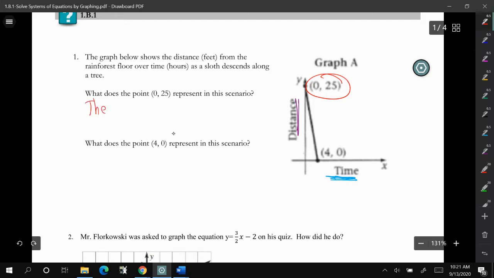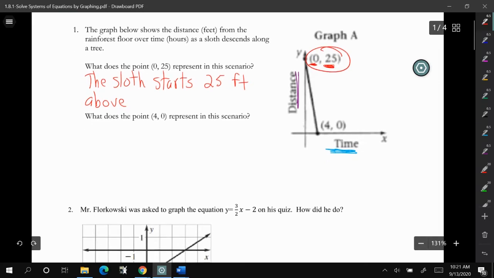So we can write that as the sloth starts 25 feet above the ground, because no time has passed, because the x value is 0 and the y value is 25. What does the point (4, 0) represent?